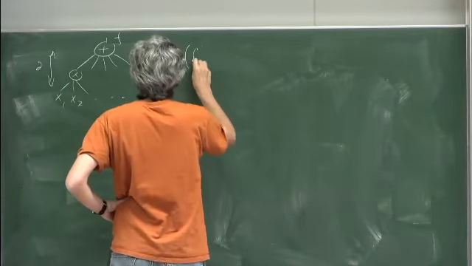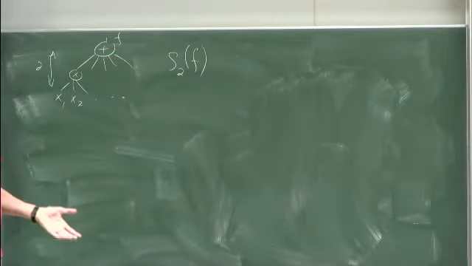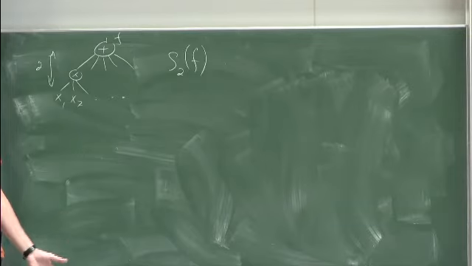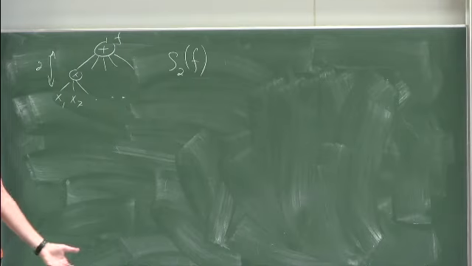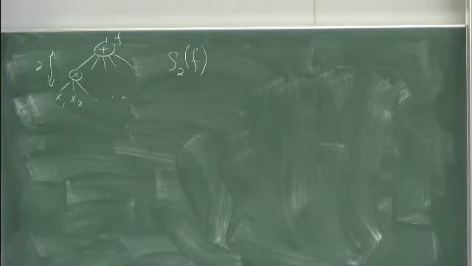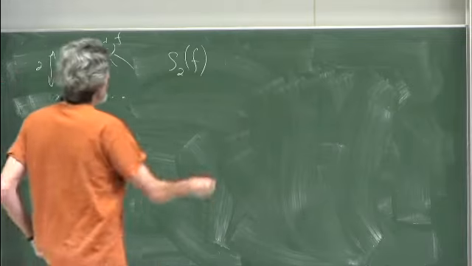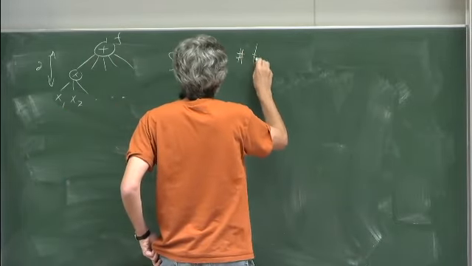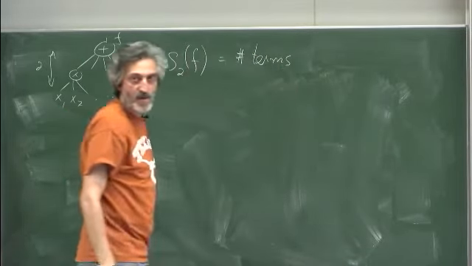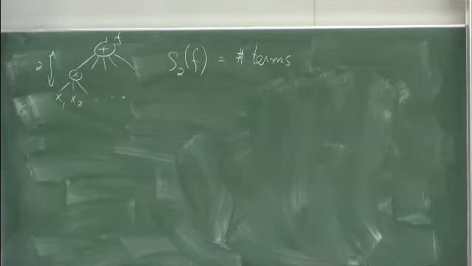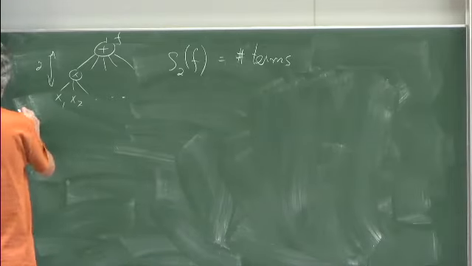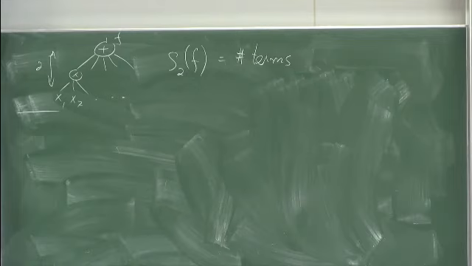What's the minimum size of a polynomial if you compute it in depth 2? What is it for the determinant, for example? How many gates do you need? Yes, n factorial. In general, it's always just the number of terms in the polynomial. So that's a trivial model. It's worse than pathetic. We understand it completely. But we can allow just one level more and try to understand this.